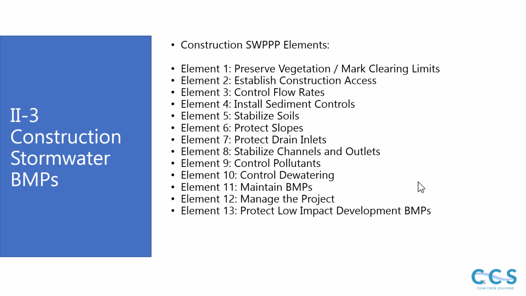Now here's all the construction plan elements. Element 1 is preserve vegetation, mark clearing limits. Element 2, establish construction access. Element 3, control flow rates. 4, install sediment controls. 5, stabilize soils. 6, protect slopes. 7, protect drain inlets. 8, stabilize channels and outlets. 9, control pollutants. 10, control dewatering. 11, maintain BMPs. 12, manage the project. And 13, protect low impact development BMPs.